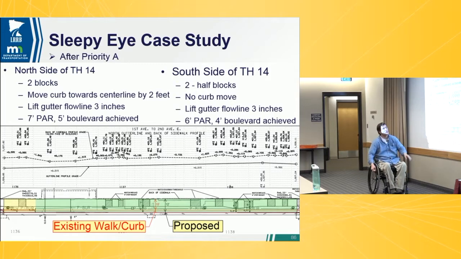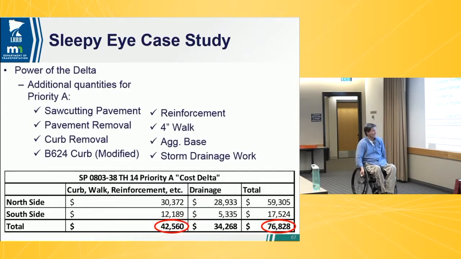Half a block, 2 half-block moves. Lift the gutter 3 inches. Got a 6-foot par, 4-foot boulevard. 7-foot par, 5-foot boulevard on the other side. So again, designing it for what the needs are. This project is getting built this summer. And hopefully it's going to have good results.